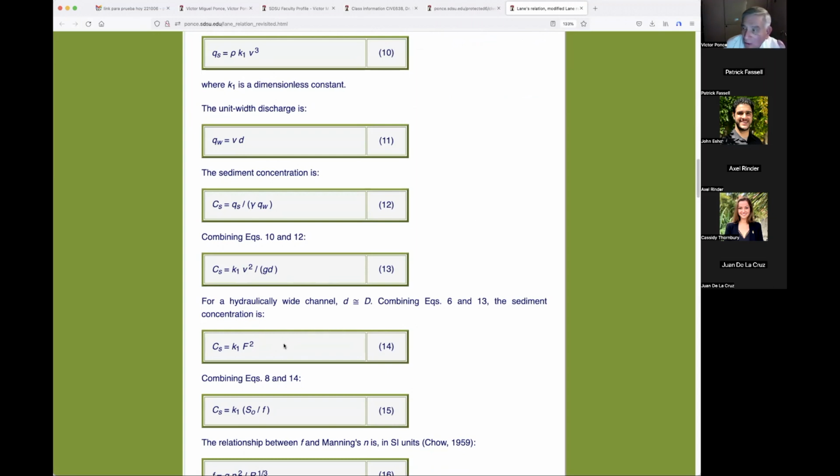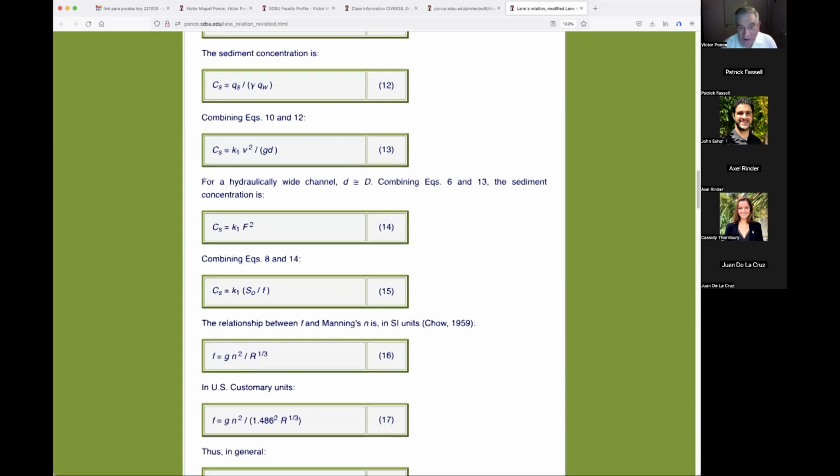So lo and behold, our Froude number is always coming back. Here, the sediment concentration is a function of the famous K1, or infamous K1, because it's hard to pin down, but it is a number. It's a parameter, a coefficient, times the Froude number. So the Froude number popped up again, but not in connection with the water, now in connection with the sediment.